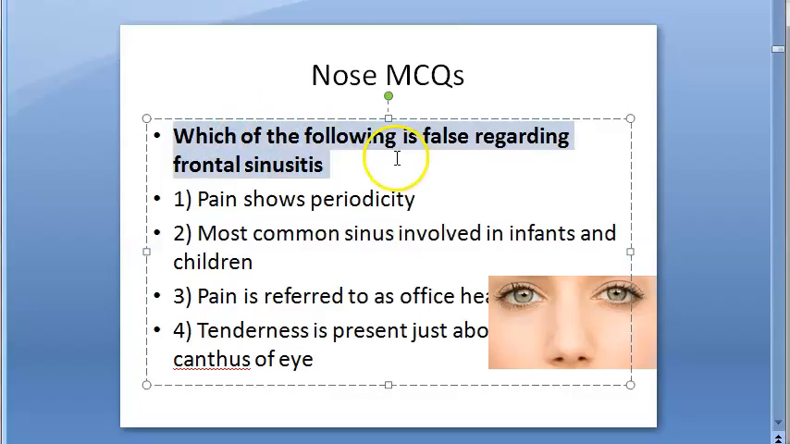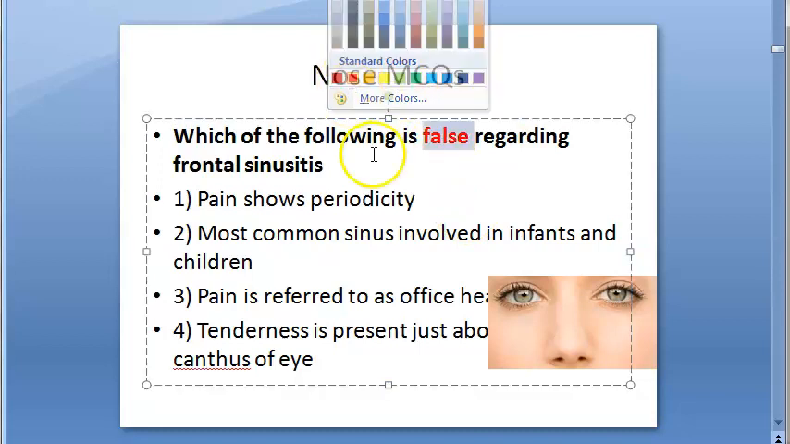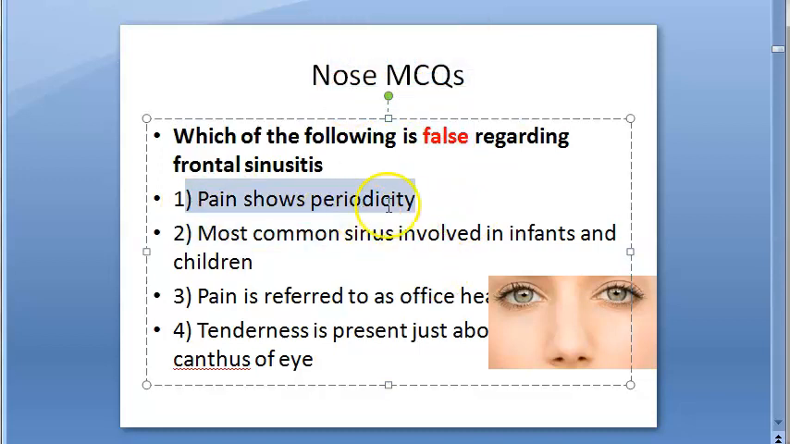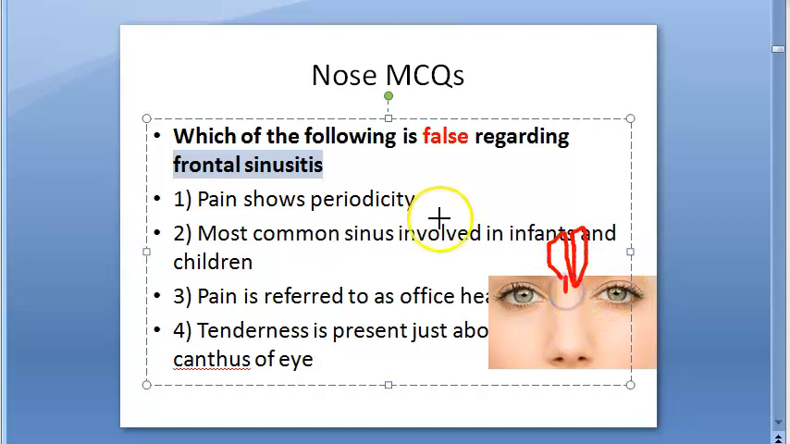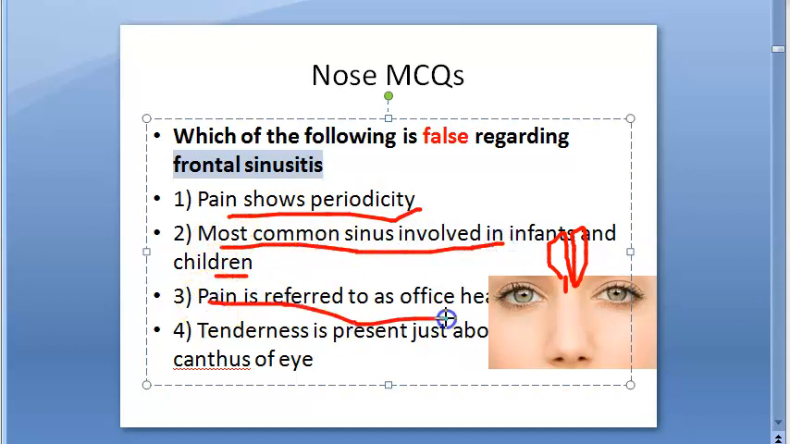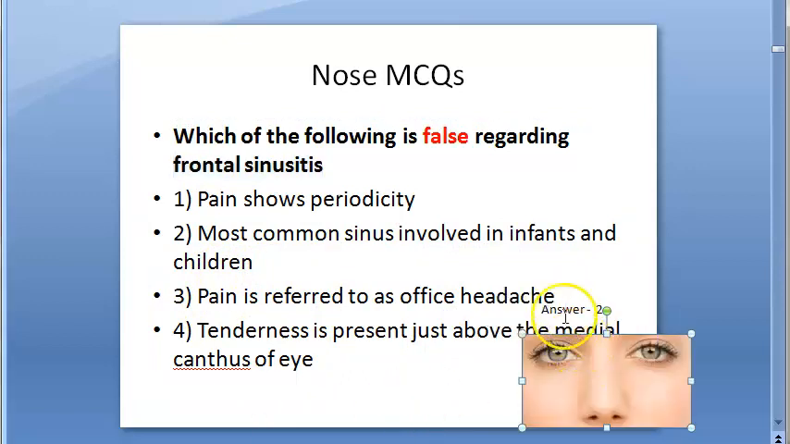Which of the following is false regarding frontal sinusitis? False. So, about the frontal sinus they are talking about. So, where will be the frontal sinus? Somewhere here, isn't it? So, pain shows periodicity. Most common sinus involved in infants and children. Pain is referred to as office headache, isn't it? It's covered here. What is it? Office headache, yes.